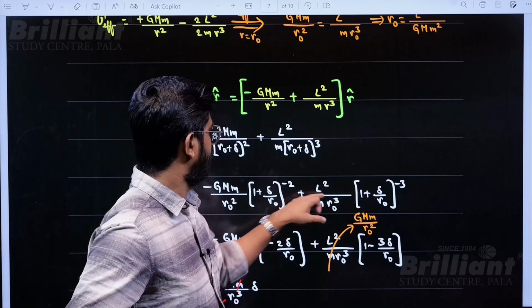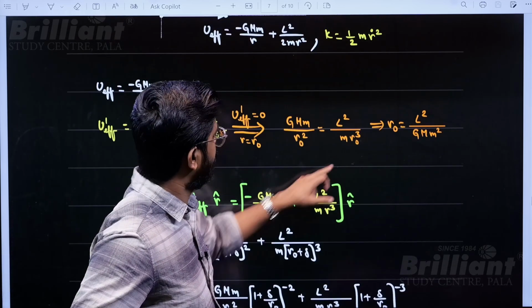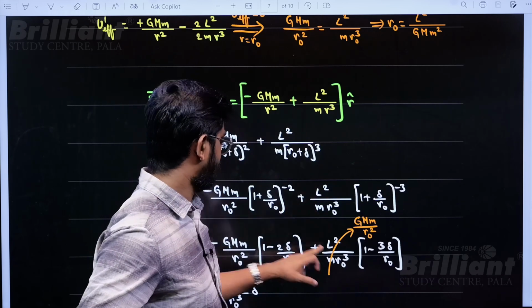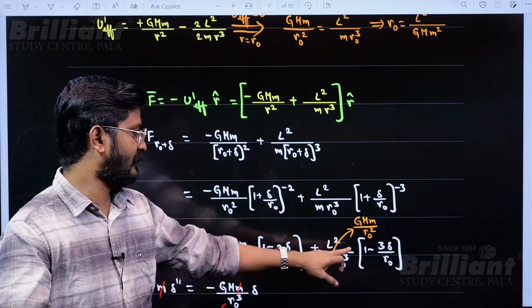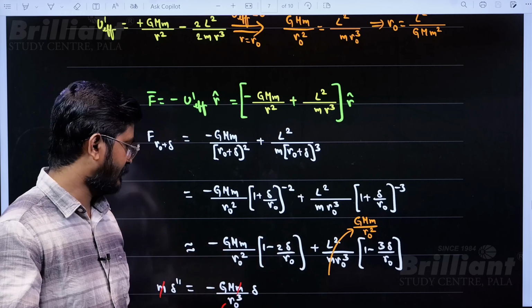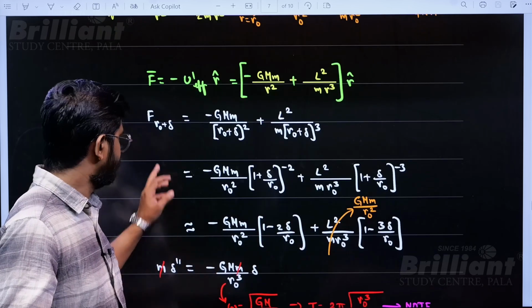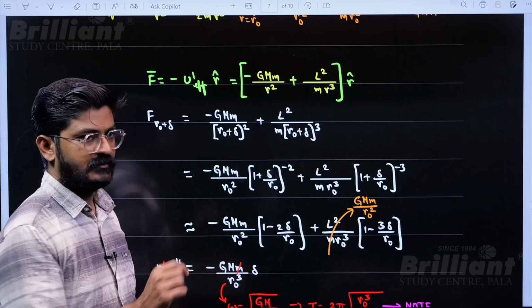But note that these two terms were magnitude wise the same from here. From here this term and this term are the same. So one thing will get cancelled, the other one, you can do the mathematical calculation. You will end up getting the net force as this much, where the small displacement is delta.